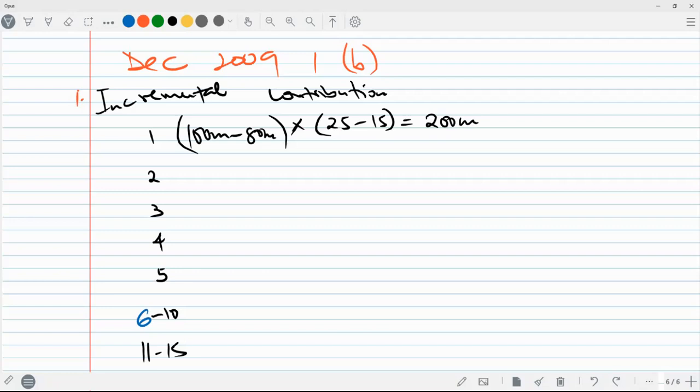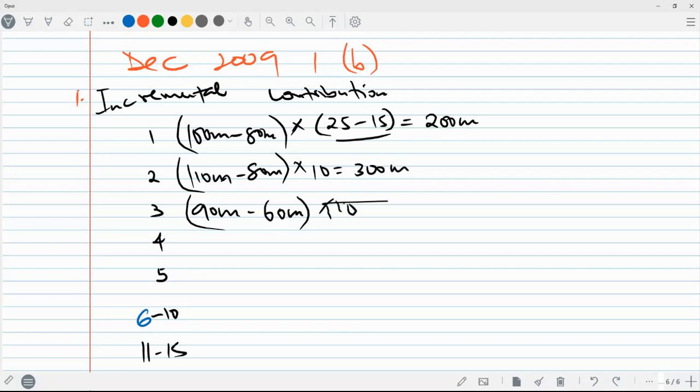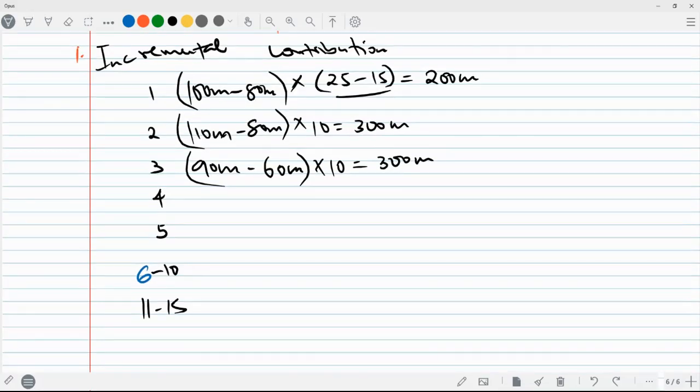Okay, that's year 1. Year 2, incremental will be 110 minus 80 times 10, which gives us 300. Year 3, the same process, 90 million minus 60 million times the contribution per unit, which is 10, gives $300 million. Year 4, 120, 60. So 120 million minus 60 million times 10 gives us 600 million.